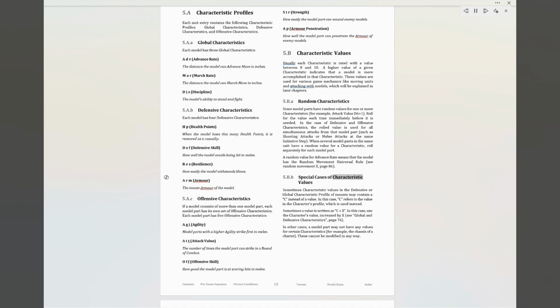Special cases of characteristic values. Sometimes characteristic values in the defensive or global characteristic profile of mounts may contain a C instead of a value. In this case, C refers to the value in the character's profile, which is used instead. Sometimes a value is written as C plus X. In this case, use the character's value, increased by X. See Global and Defensive Characteristics, page 76. In other cases, a model part may not have any values for certain characteristics, for example, the chassis of a chariot. These cannot be modified in any way.